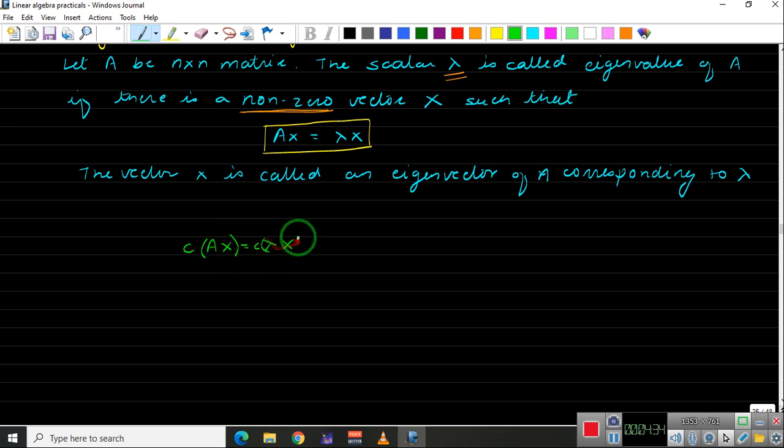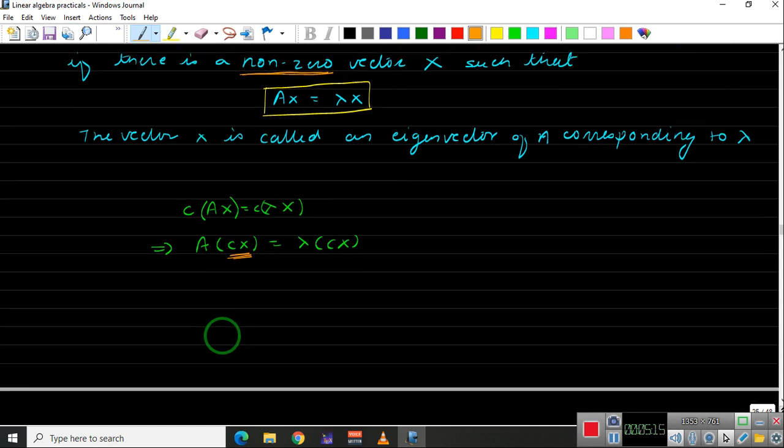We will not allow 0, and since it's a scalar, we can write this as A(cx) equals lambda (cx). And in this case also we have a non-zero vector which will satisfy the given equation. So if x is an eigenvector, then a scalar multiple of x, that is c times x, c non-zero, is also an eigenvector.